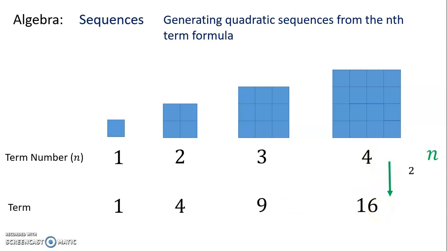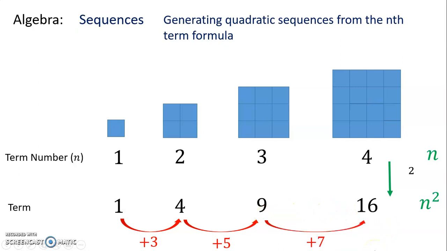So the term number to term rule is that I'm squaring, and so my nth term is going to be n squared. Now something interesting happens here with the term to term rule. If I look at the first one, I'm adding 3. And in the case of the second one, I'm adding 5. And in the case of the third one, I'm adding 7.